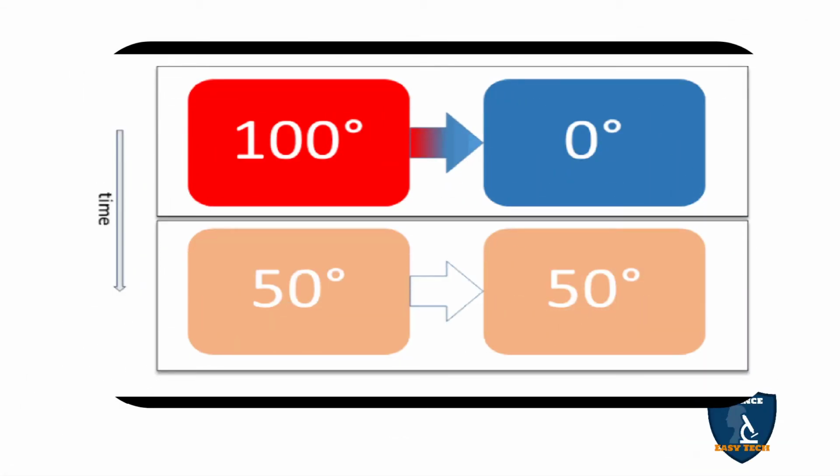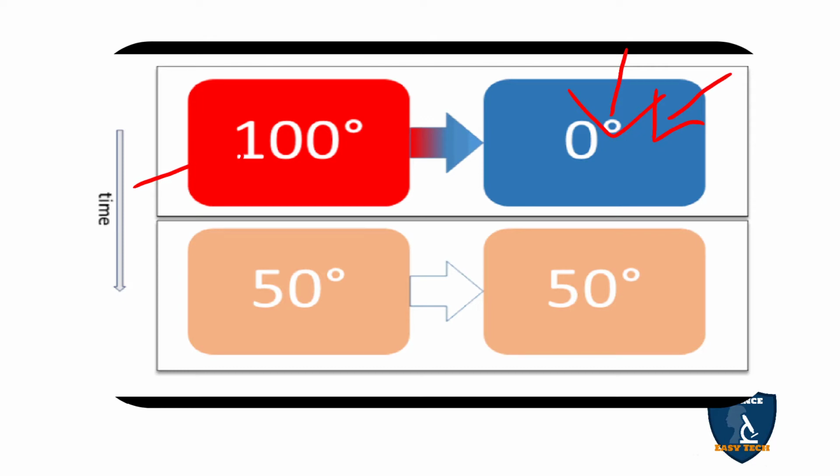Now we're going to discuss thermal equilibrium. This diagram denotes thermal equilibrium. This is a container with zero temperature, that is cold, and the thermometer shows 0 degrees Celsius, and another container is heated to 100 degrees Celsius.